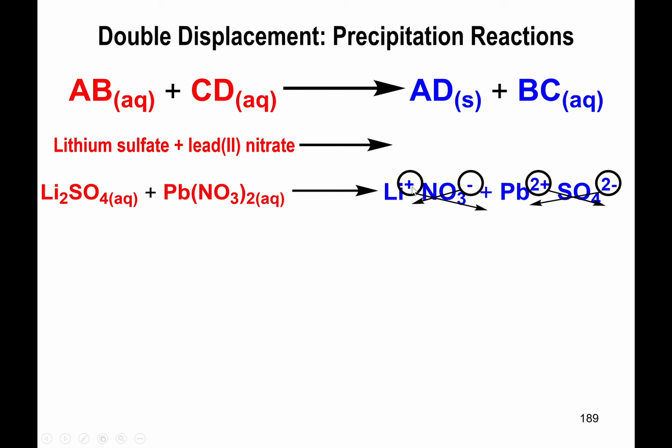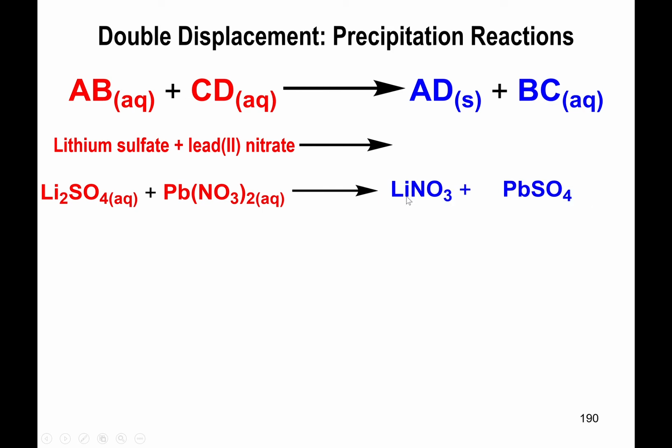1 goes in front of lithium, 1 goes in front of nitrate. 2 goes in front of sulfate, 2 goes in front of lead. And since you want to go with the lowest ratio for the formula, the 2 in front of lead and the 2 in front of sulfate cancel each other out to give you the lower ratio of 1 lead and 1 sulfate. Another way to put it is that the charges are canceling out. You only need 1 lead and 1 sulfate to cancel out the charges.